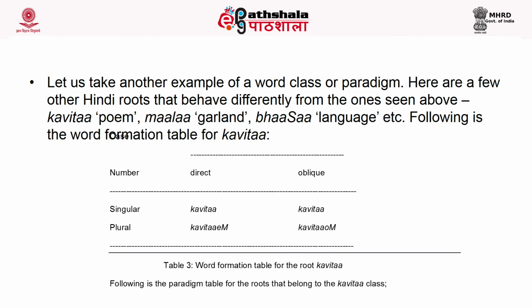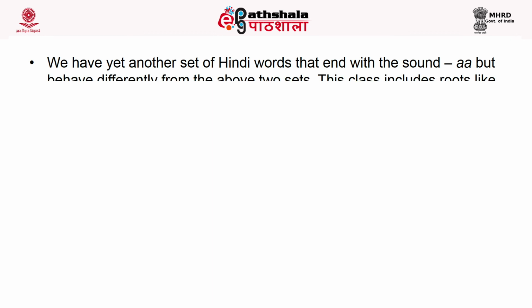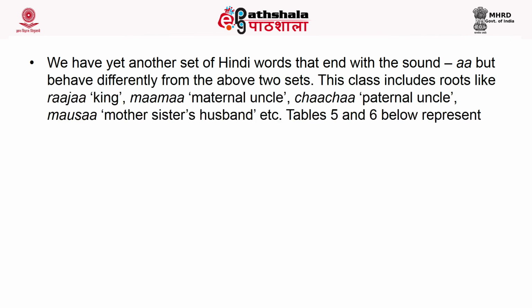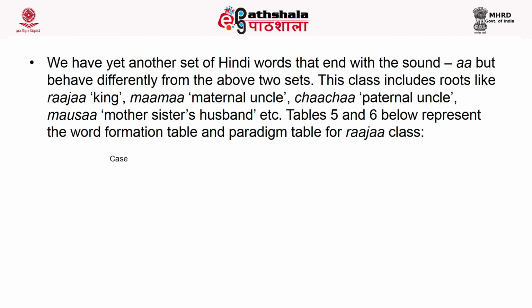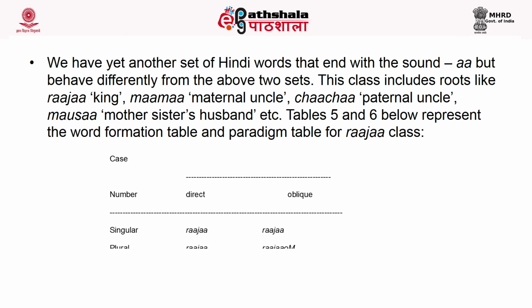We have another set of Hindi words that end with the sound a, but behave differently from the above two sets. The words like Raja, Mama, Chacha, Mausa. Here you will notice, in the direct case, there is no change. Raja remains Raja in the plural also. In the oblique case, singular again remains Raja, but the plural becomes Rajaon.